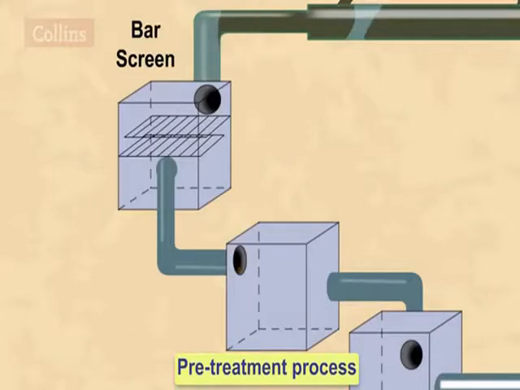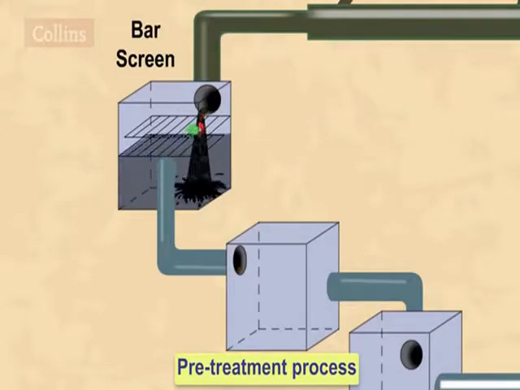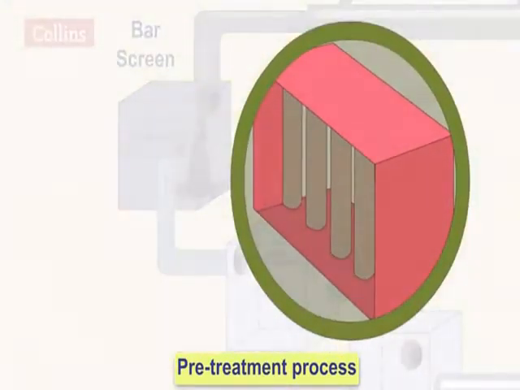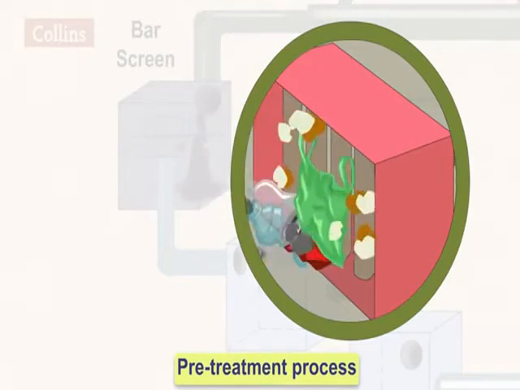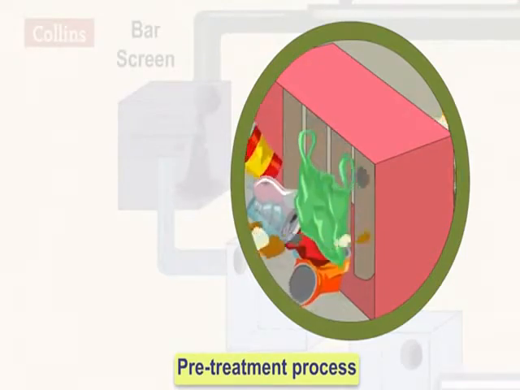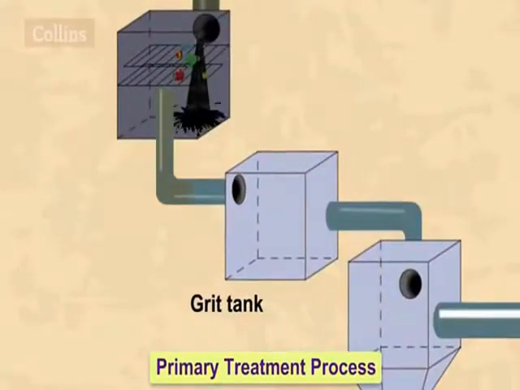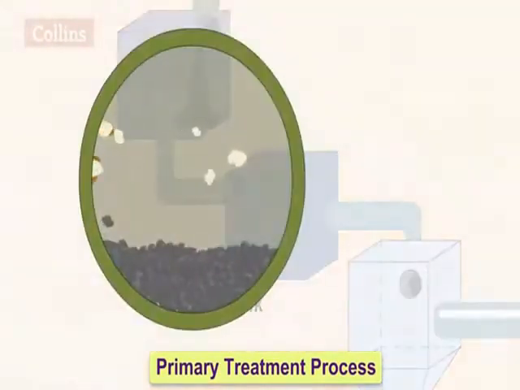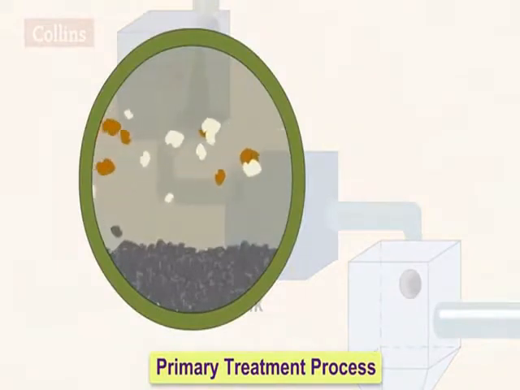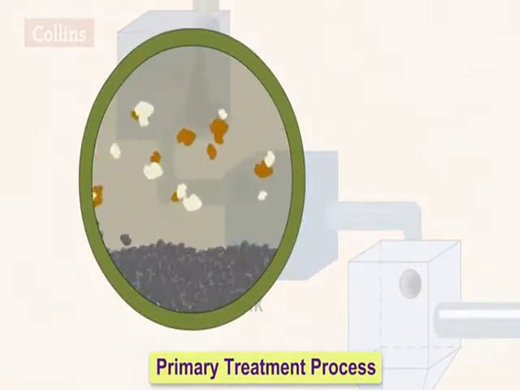The pre-treatment process involves the sewage being sent through grids or vertical bars that can remove large solid substances like metal cans, paper, and plastic materials. In the primary treatment process, the sewage flows through the grit chamber very slowly, so that the sand, pebbles, and soil settle down at the bottom.